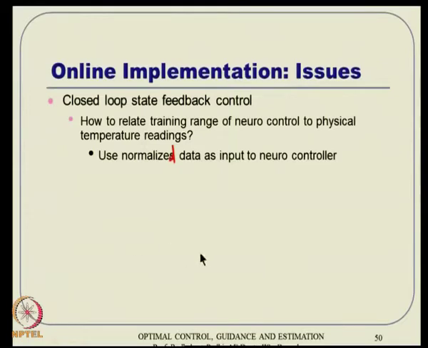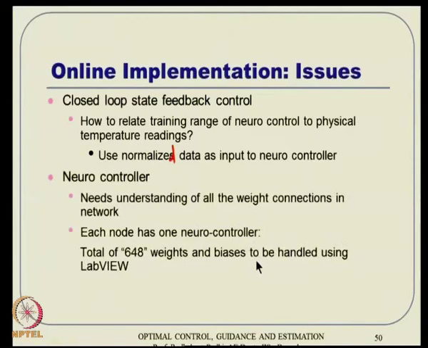Use normalized data as input to the neurocontrol, that solves it. The neurocontrol needs understanding of all weight connections in the network, and each node has one controller. So, in total something like 648 weights, and biases have to be handled using LabVIEW, and at that time it was manual coding in LabVIEW. You manually code these 648 numbers, and each number has a large number of digits after the point also. So, faithfully you have to code it manually at that point of time. Now, it may not be done that way because there are some automatic procedures available.